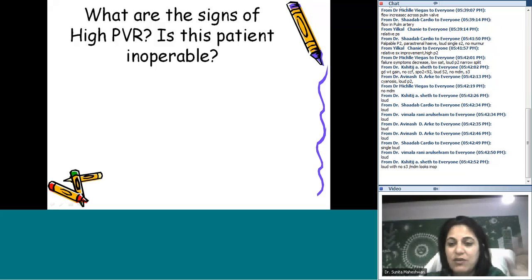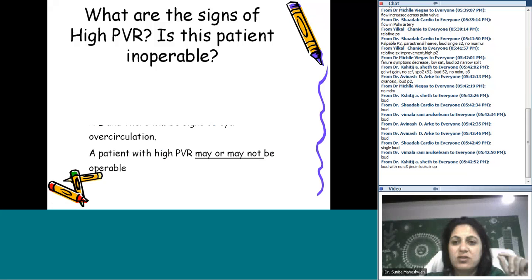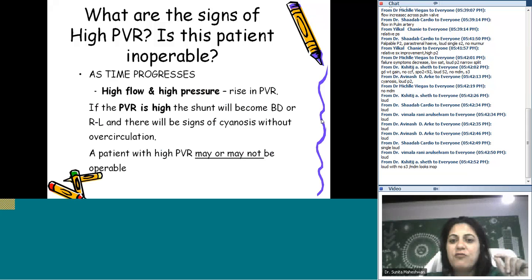So when you've got this rise in PVR, first the shunt becomes bidirectional. You have signs of cyanosis, no over circulation. And then eventually the patient becomes fully cyanosed because the shunt becomes fully right to left.